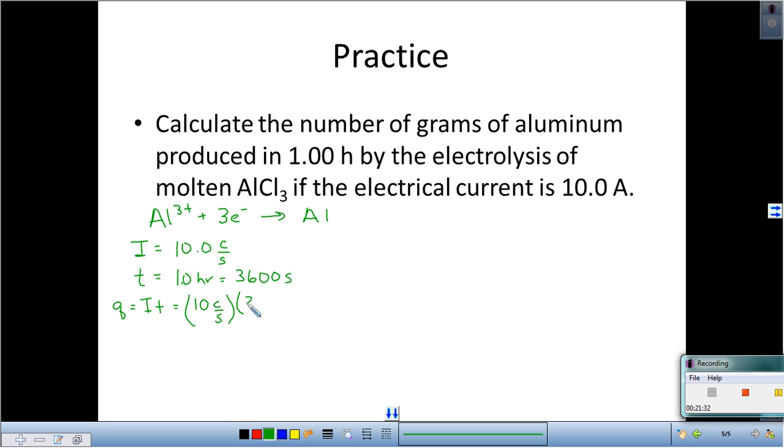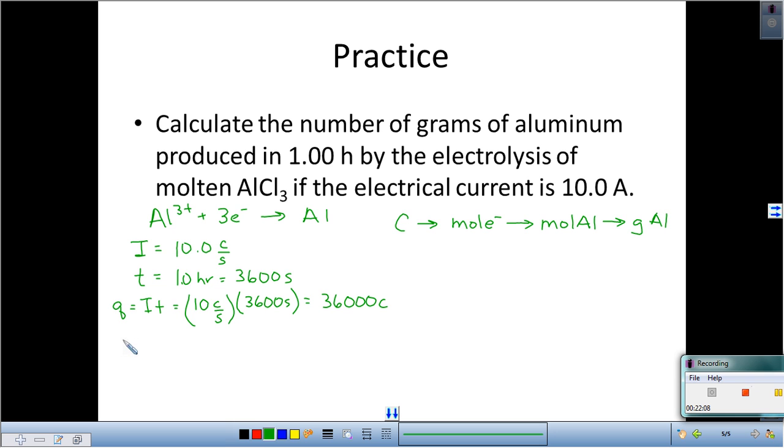And my time, and so when I calculate that, I get 36,000 coulombs. So now I'm just going to go through the process. The steps are coulombs to moles of electrons, moles of electrons to moles of aluminum, moles of aluminum to grams of aluminum.